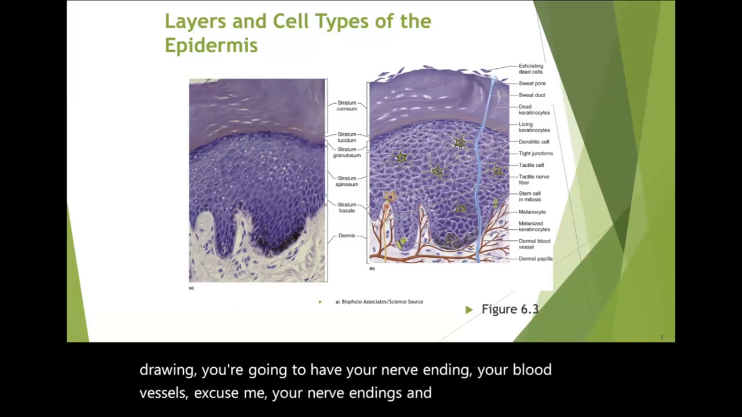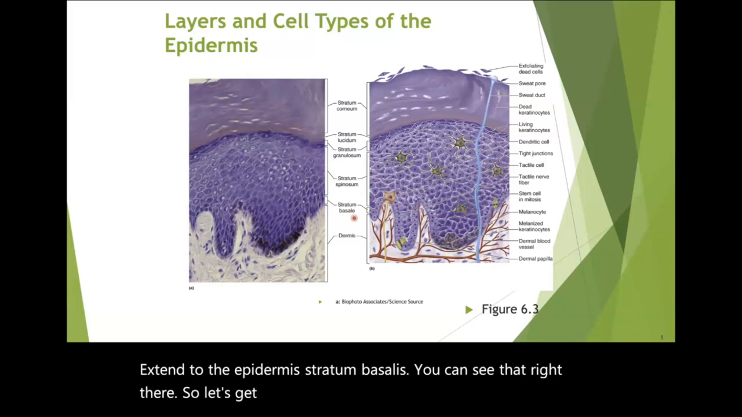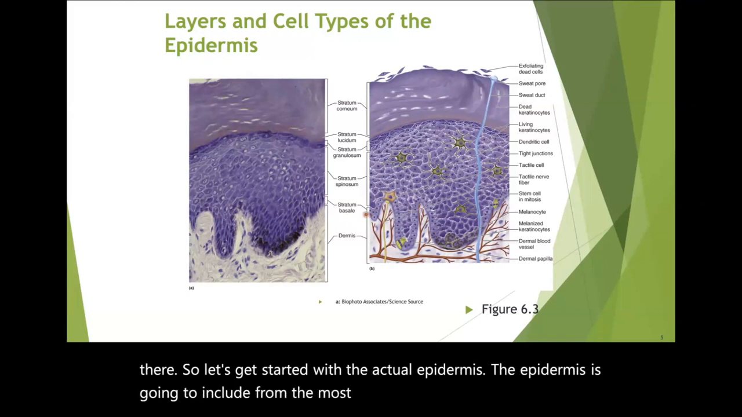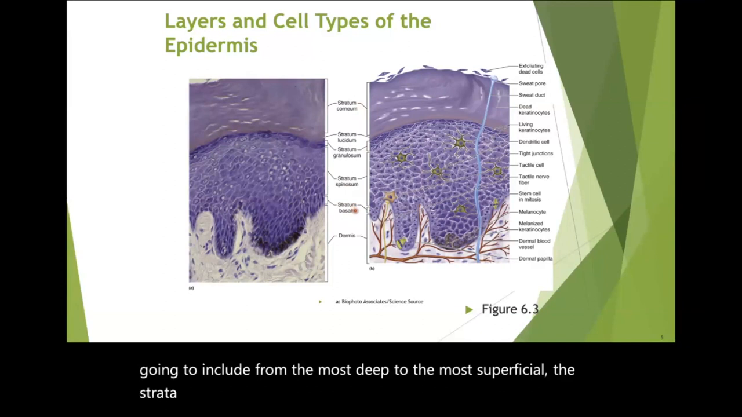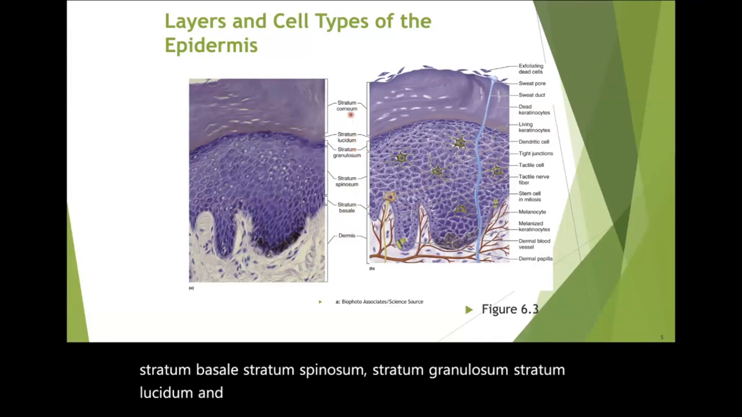And then you have the tactile cells that are going to extend to the epidermis stratum basale. So you can see that right there. So let's get started with the actual epidermis. The epidermis is going to include, from the most deep to the most superficial, the stratum basale, stratum spinosum, stratum granulosum, stratum lucidum, and stratum corneum.